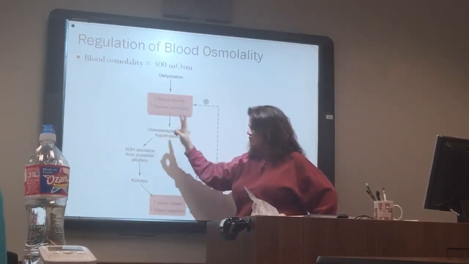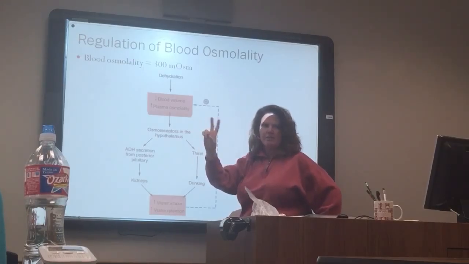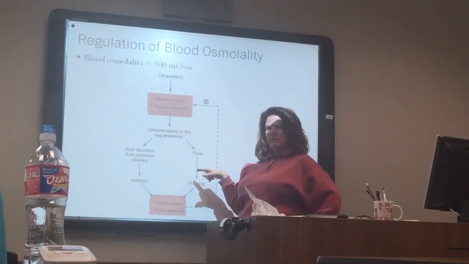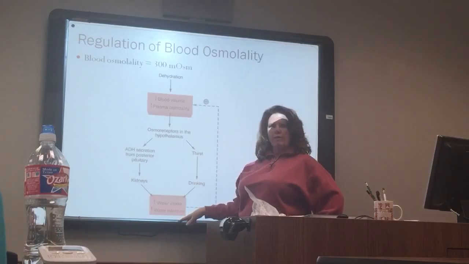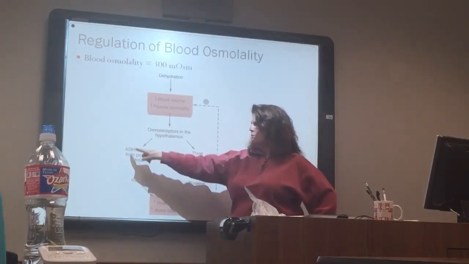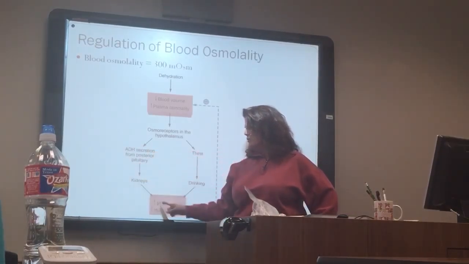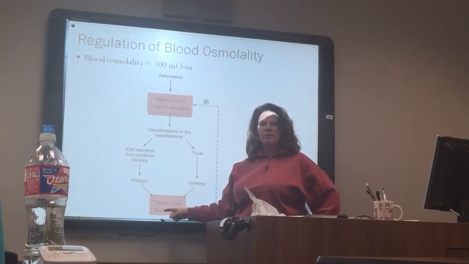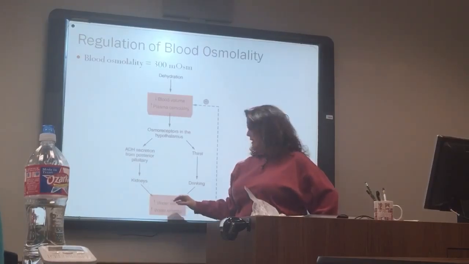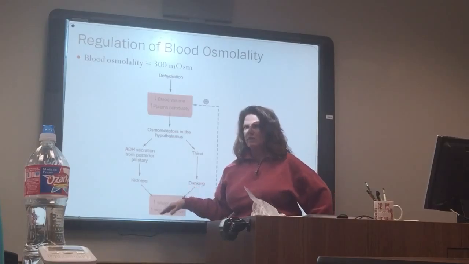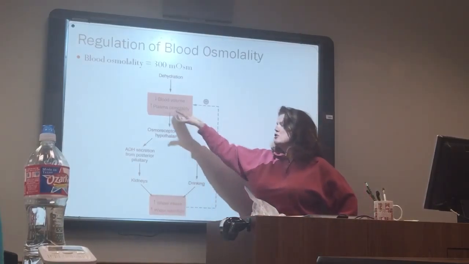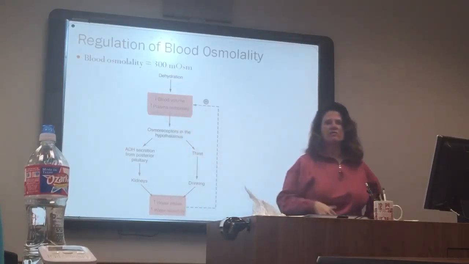So your hypothalamus does two things. These are not related to each other. It just does two things. One is make you thirsty, which makes you drink, which puts in more water. And the other one is put out a hormone that causes your kidneys to pull more water out of the urine, makes your urine more concentrated. And so it increases the amount of water in your blood, which then restores plasma osmolality, dilutes out the salts.